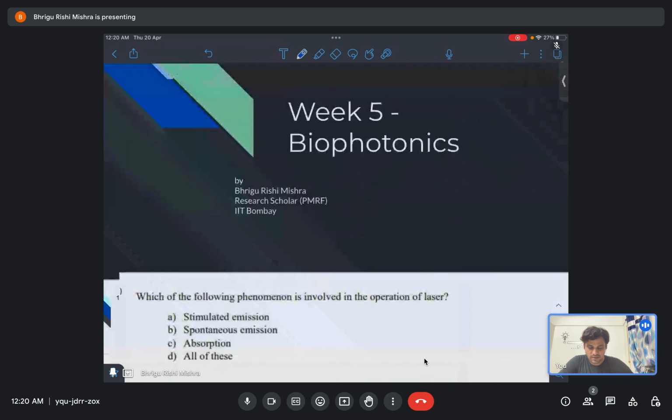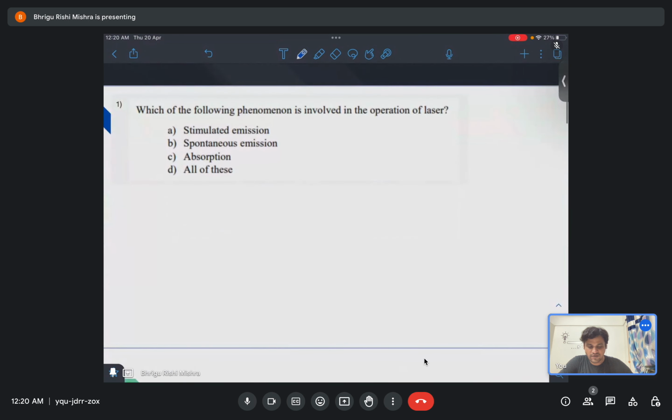So let's start. Question one is, which of the following phenomena is involved in the operation of laser? Stimulated emission, spontaneous emission, absorption, and option D is all of these. If you have gone through the lectures, you would have known that all three options are included in the operation of laser. So the correct answer is D, all of these. Let's discuss this a little bit.